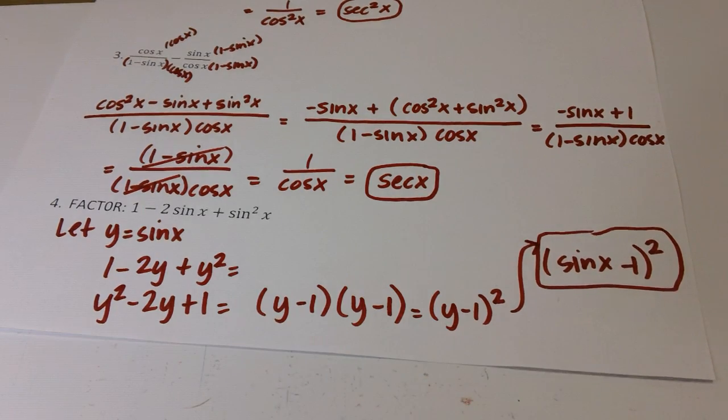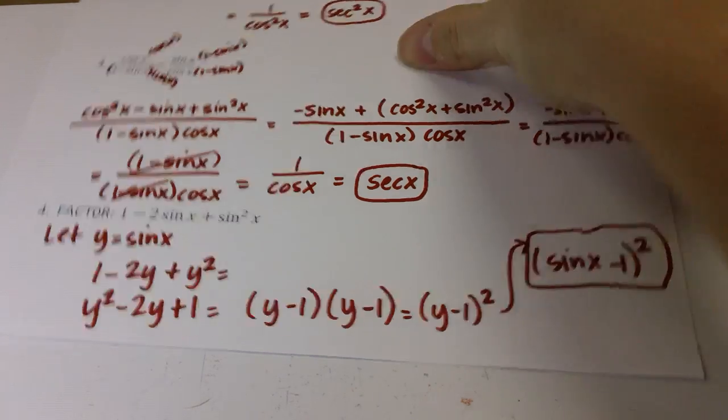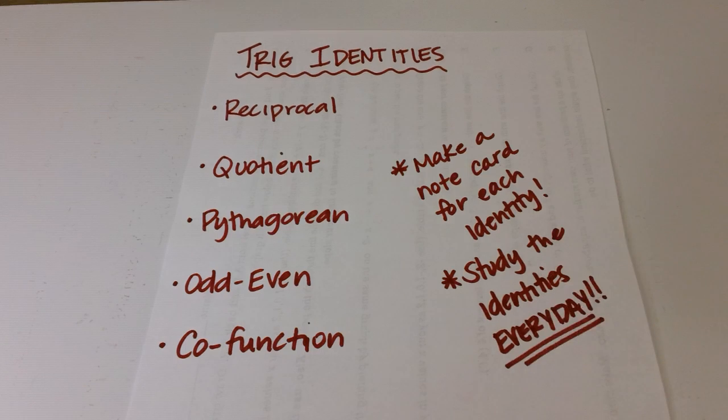Okay, these are the 5 types of trig identities that we talked about today: the reciprocal, the quotient, the Pythagorean, the even and odd, and the cofunction. I highly suggest that you make a note card for each identity. Remember, for your reciprocal identity, there are 6 of them. With your quotient identity, there are 2 of them. Your Pythagorean identity has 3. Your odd-even identities, there are 6, and your cofunction identities include 6. You need to know these very, very well. You need to be able to use them without even thinking about it. You just need to know them and be able to spit them out very quickly at any given moment.